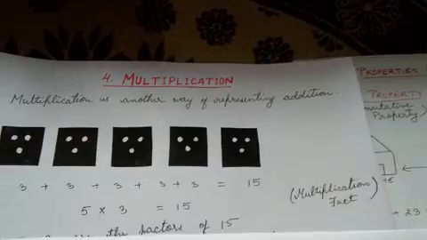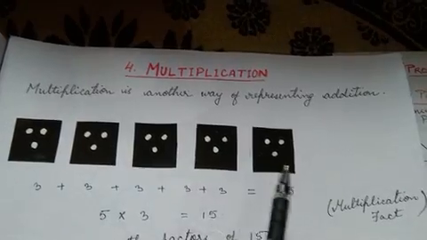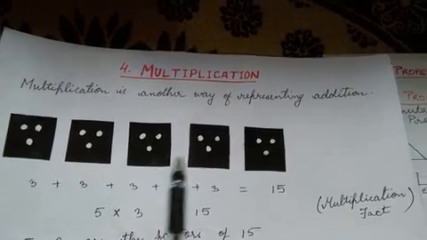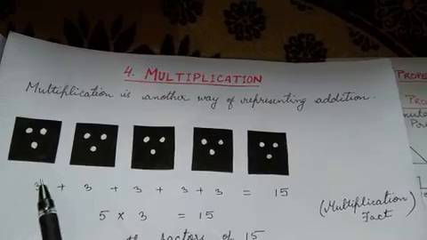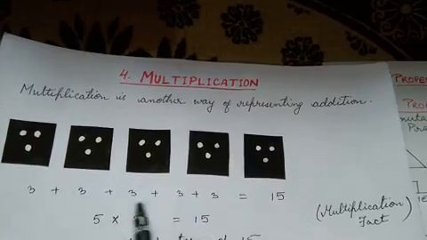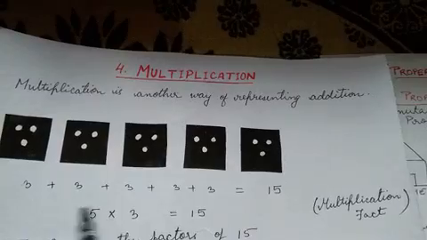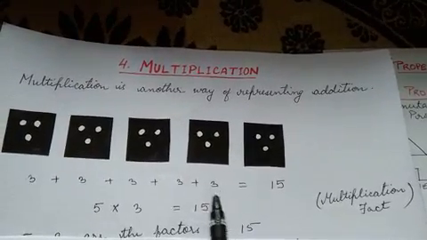Let us see how. Now I have made groups of 3. These are groups of 3. Now how many times are there? 1, 2, 3, 4, 5. Now 3 is supposed to be added 5 times. Okay, so this is also called repeated addition. You have learned this. This is repeated addition.